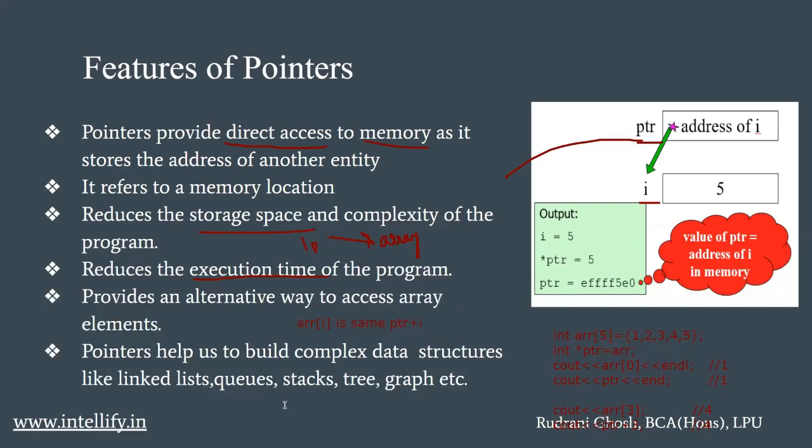Pointers help us build complex data structures like linked lists, queues, stacks, trees, graphs, etc. So it will be very difficult to traverse complex data structures like graphs and trees, so we use the help of pointers. Pointers point towards one memory location, and by incrementing pointers, we can traverse the different areas of a complex data structure.